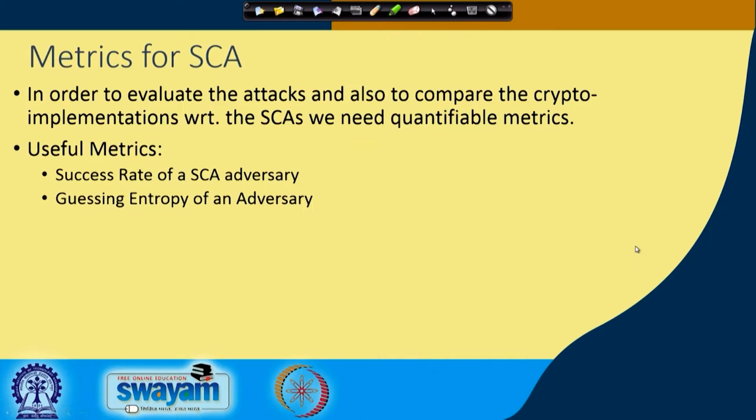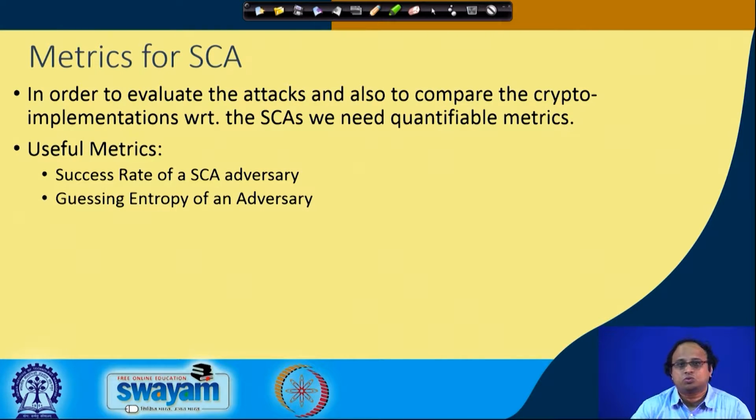shuffled schemes. So, to begin with, there are different metrics for side channel attacks, and metrics are very useful because they provide us a quantitative framework to compare the success rate of two side channel attacks. It can also be useful for understanding whether a countermeasure is strong enough to protect against a side channel attack. So, two of the most useful metrics are the success rate of a side channel attack adversary, and the second one is called the guessing entropy of an adversary. We shall be trying to define these two metrics in today's class.